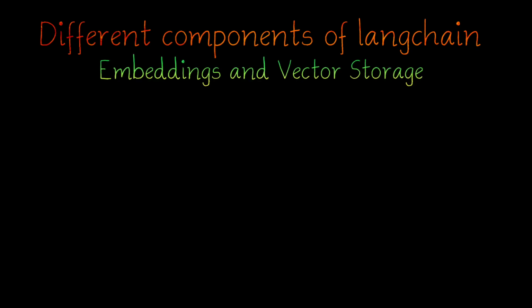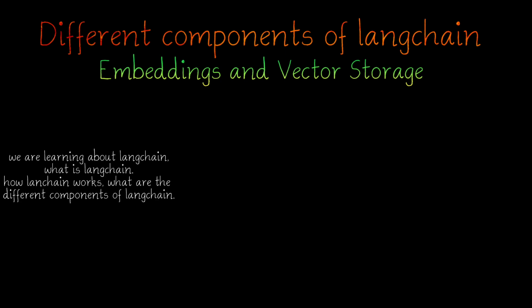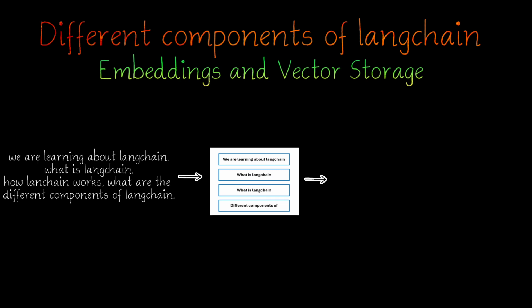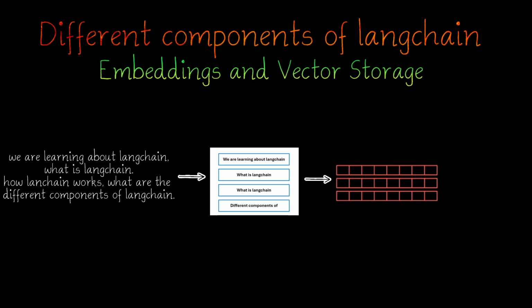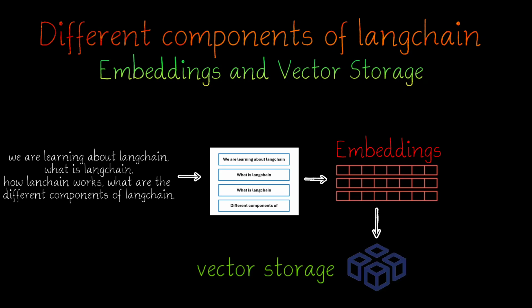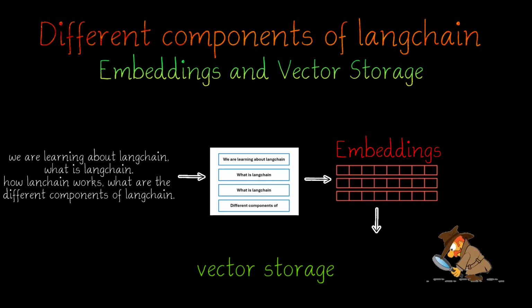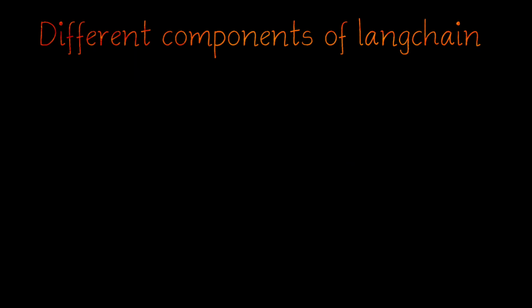Next, we have embeddings and vectors. As we discussed earlier, the input will be broken into smaller chunks which will then be converted into numerical representations known as embeddings. And these chunks of embeddings are stored in the vector storage which will be further used to perform the search of the most relevant information.